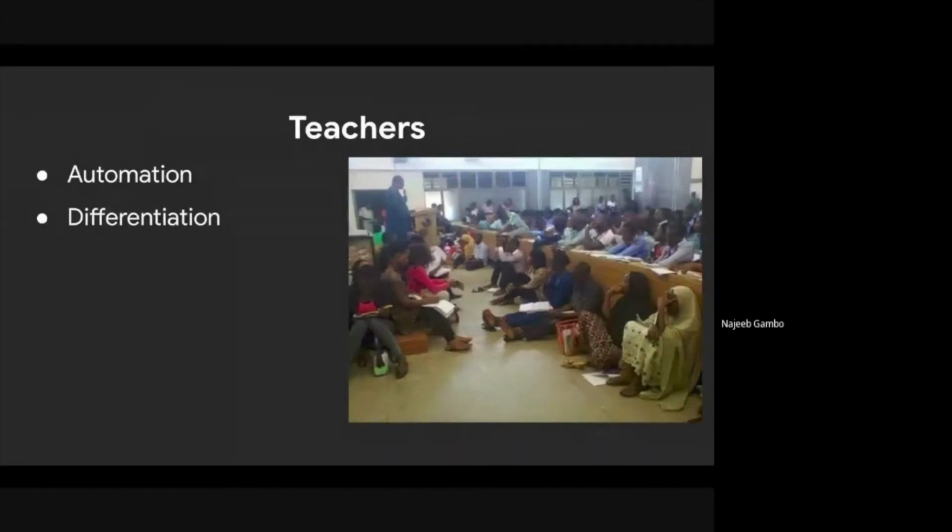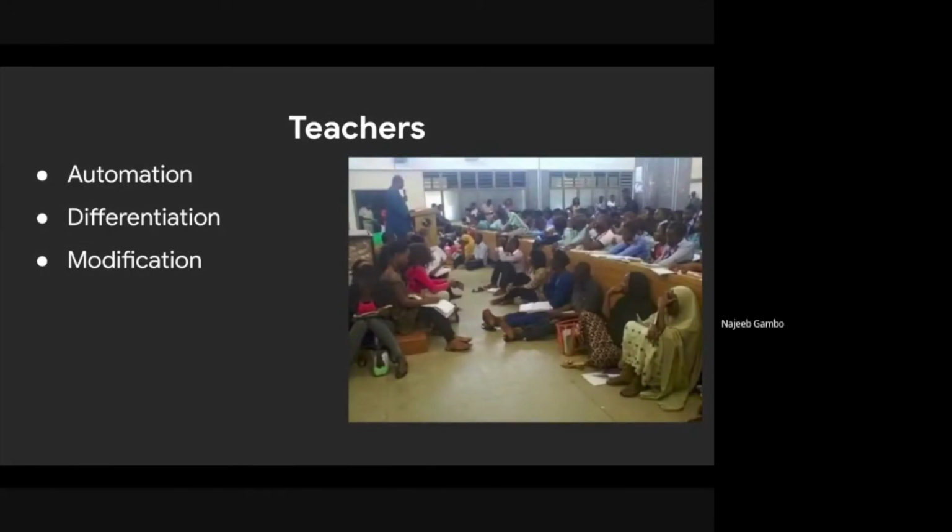If you are a slow learner, this is your path. If you are a fast learner, this is your path. So Google for Education allows for differentiation. Not only differentiation, these education tools also allow for modification.